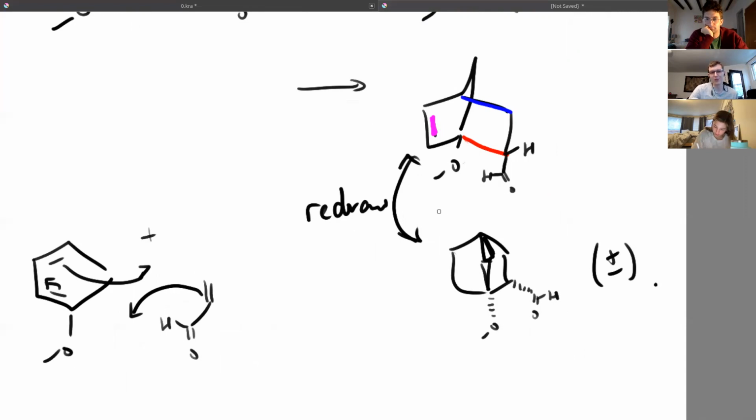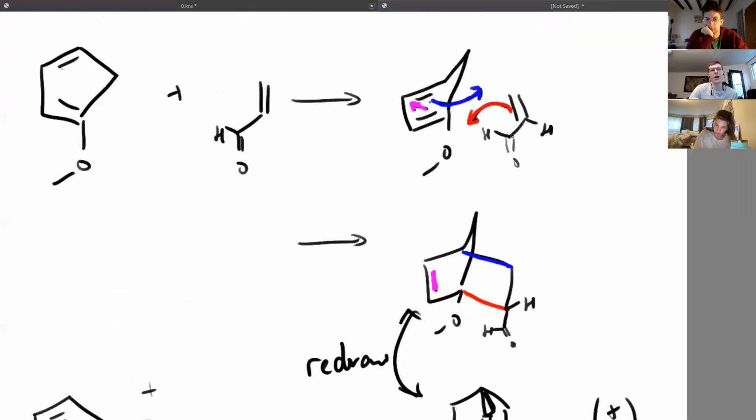Why is this racemic? I drew this coming in from underneath, right? If this is the diene, then the dienophile comes in this way. But there's nothing stopping it from coming in above. And if it comes in from above, then you'll wind up getting the racemic product.